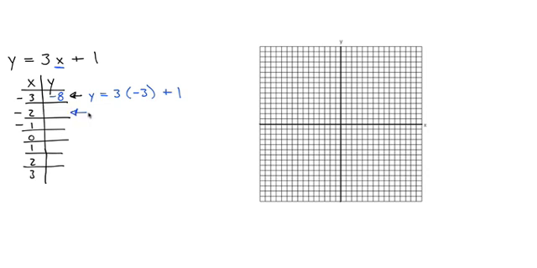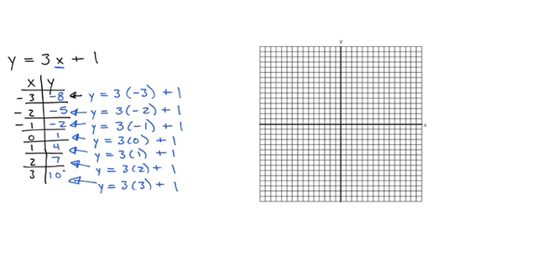Now I'm going to substitute -2 in for x. So this is going to be y equals 3 times -2 plus 1. 3 times -2 is -6, plus 1 is -5. Now I'm going to sub -1 in here for x. So I'm going to get y equals 3 times -1 plus 1, that's -3, plus 1 is -2.